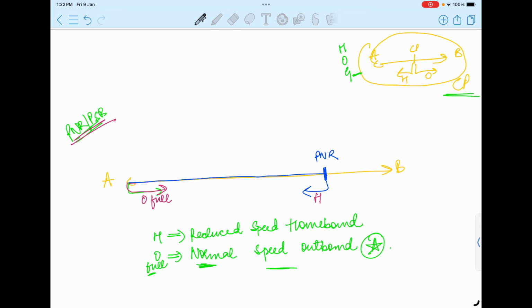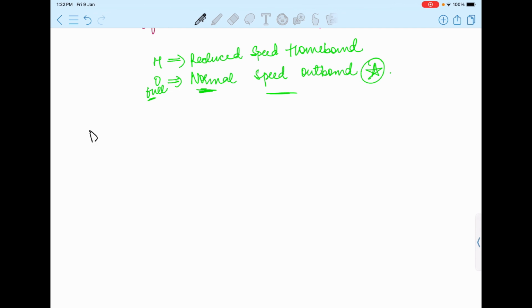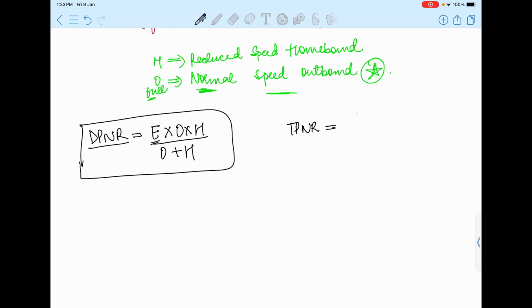Now just like CP, PNR also has formulas, actually three formulas. We have dPNR, which is distance to PNR, and TPNR, which is our time to PNR. So our dPNR is E, which is the safe endurance, into O into H upon O plus H. This is our dPNR formula. TPNR is E into H upon O plus H. This is our time to PNR formula.